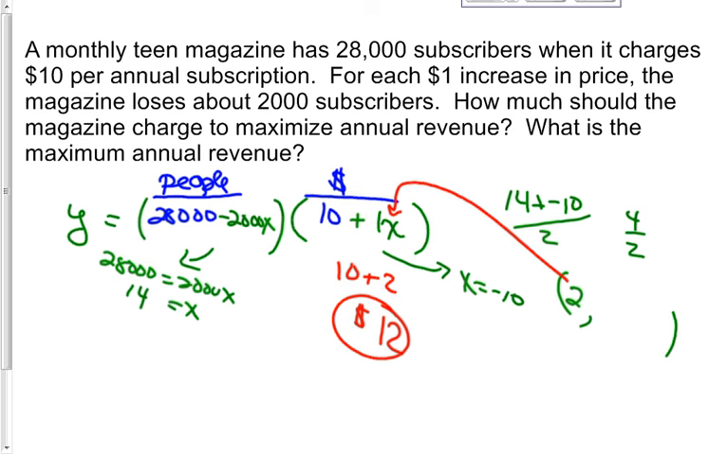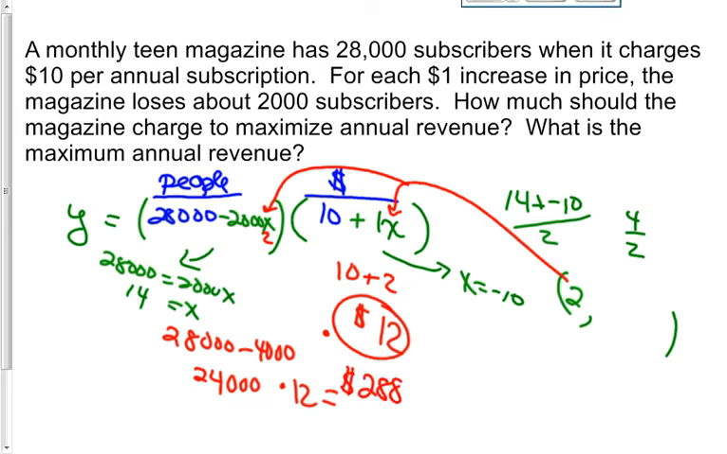$12, and then what's our maximum revenue going to be? It'll be 12 times however many people we come up with. So let's take our 2 and plug it in over here as well. 28,000 minus 2,000 times 2, there's 4,000. That gives us 24,000 times our $12. 24,000 times 12, $288,000. Excuse me, maximum revenue.